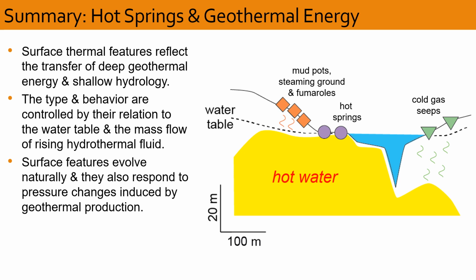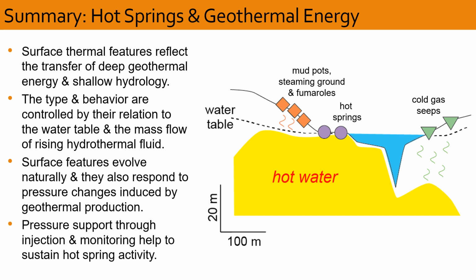Surface features evolve naturally, and they also respond to pressure changes induced by geothermal production, resulting in a lowering and rising of water levels. Lastly, in production fields, pressure support through a combination of injection and monitoring can help to sustain natural hot spring activity.